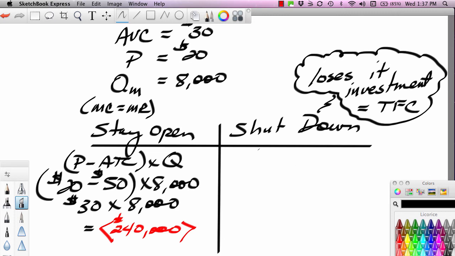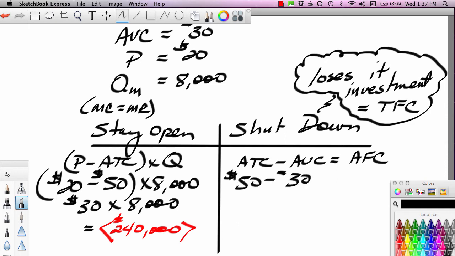All right, how do you calculate TFC? Well, we've got some data here. We know that ATC minus AVC equals AFC. We know this because we have studied cost. So 50 minus 30 means our average fixed cost is 20. And then if we take AFC and multiply it by Q, any average times Q gives you the corresponding total. Okay, so AFC times Q gives you TFC.